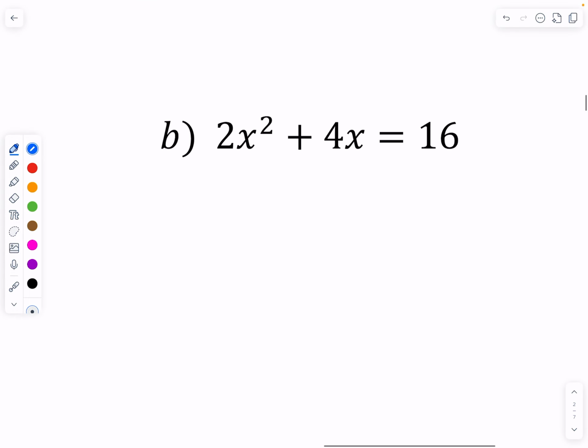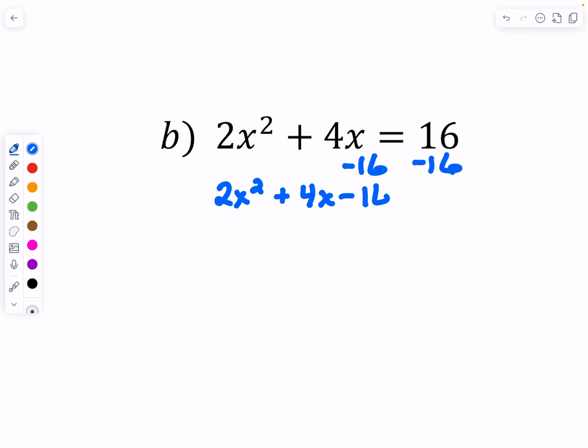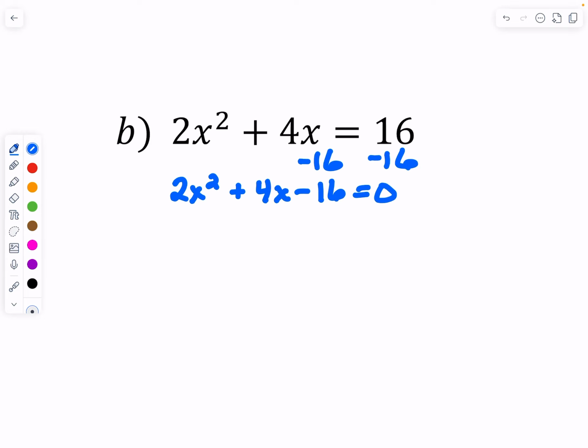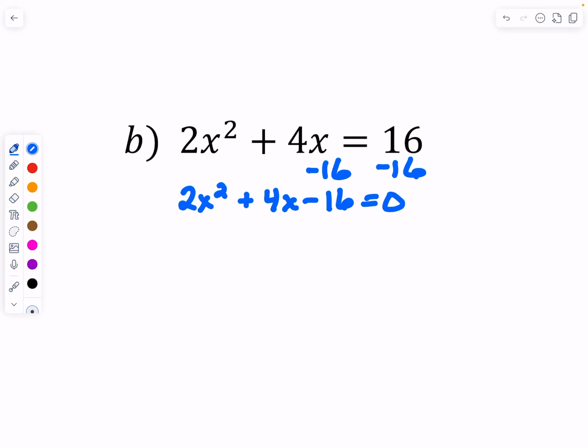Once again, I need to move my 16 over. And if you notice, I am trying to keep my x squared positive. So that 2x squared, I want my squared term to be positive. So that's why I'm moving everything to the left. Anyway, so now notice that all those whole numbers, the 2, the 4, and the 16, all have a 2 in common. So I'm going to take my 2 out.